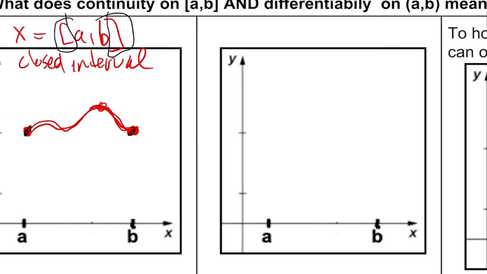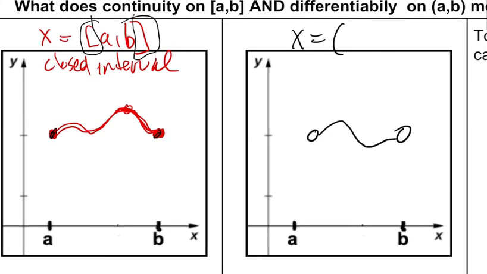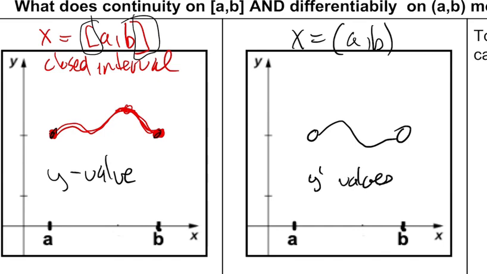Now, that's a closed interval. Well, what's an open interval? An open interval is when the endpoints have open circles. In our case, for the y values for these relationships today, the interval is going to be closed. In other words, it's continuous. You've got every single y value. But for the y prime values, it's an open interval.